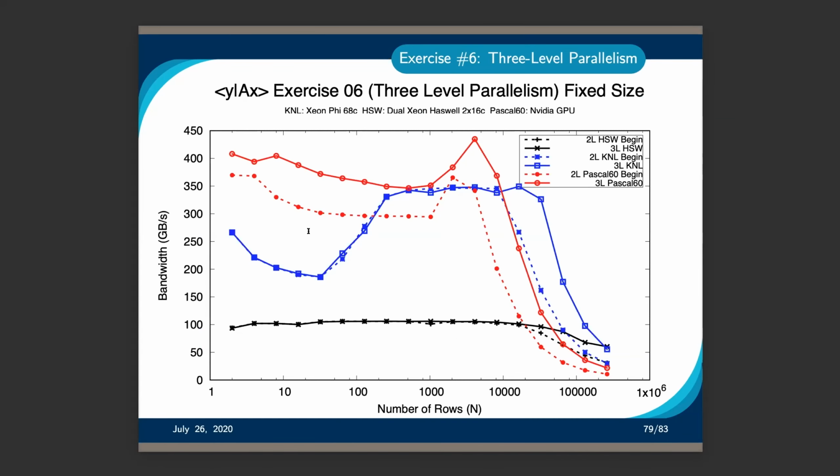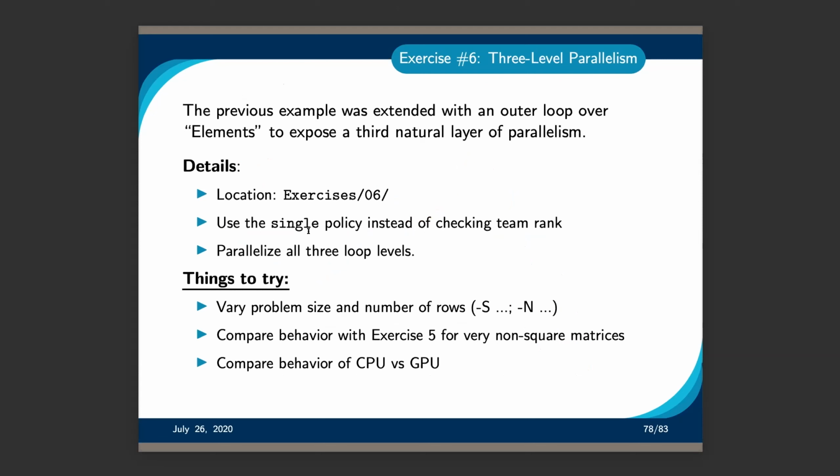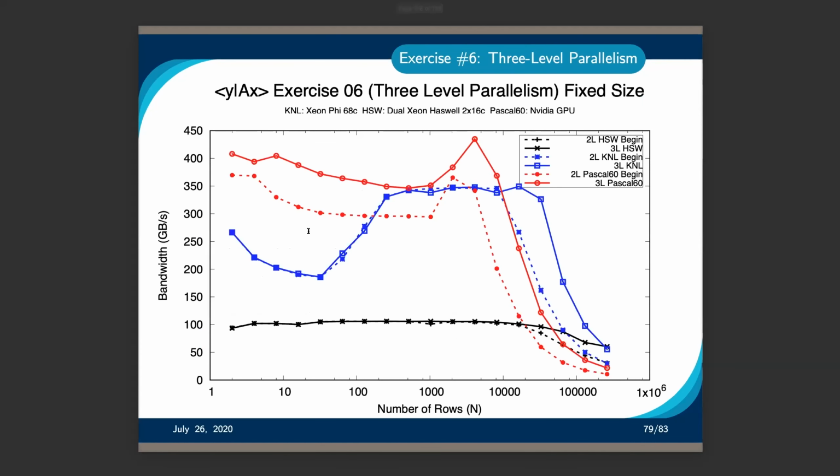Okay, there's this exercise here, which is a slightly extended version of the one we had before. It does the same problem we just had, with the y times Ax, but it does it for a range of elements. So it introduces a third level of parallelism. And can we go there?